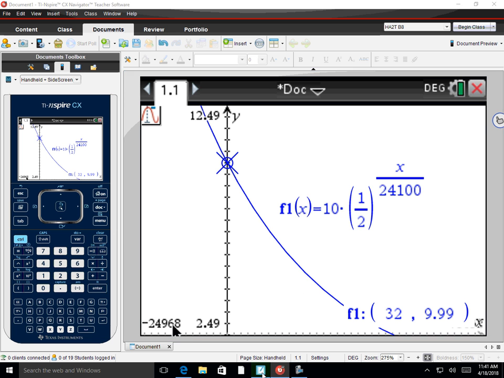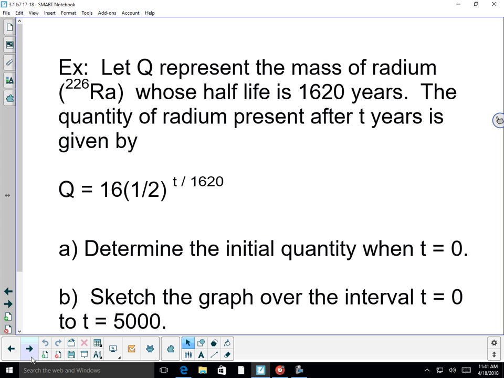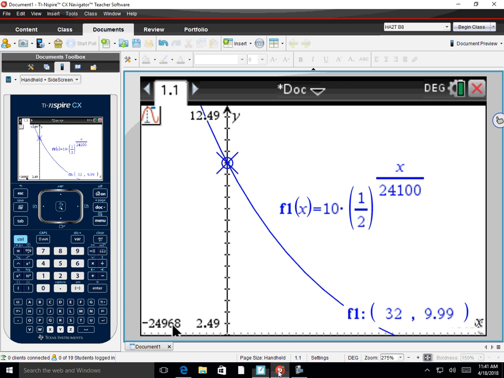And then I think in your notes, we have another example here. Let Q represent the mass of radium. This particular radium is a 226Ra, whose half-life is 1,620 years. Oh, by the way, let's go back to our graph for a minute. What's the half-life for this particular plutonium that they're talking about at Chernobyl? What will be the half-life? In other words, have you heard of half-life before? No. Half-life, no, this is something different than a video game.